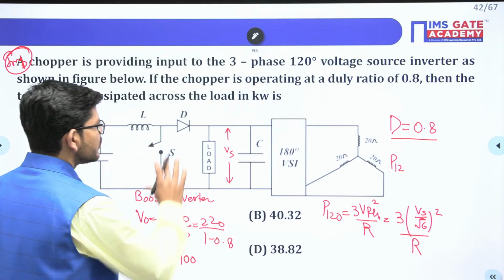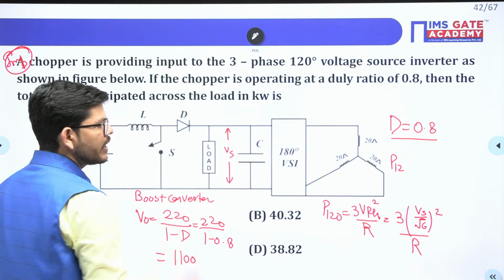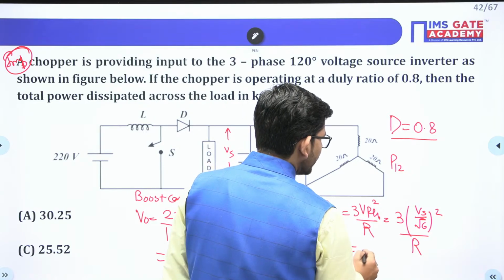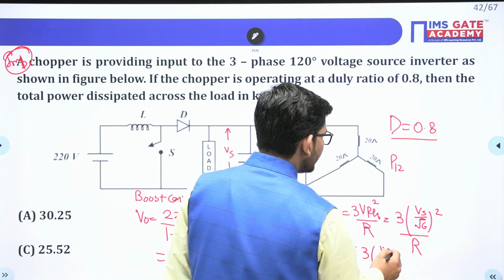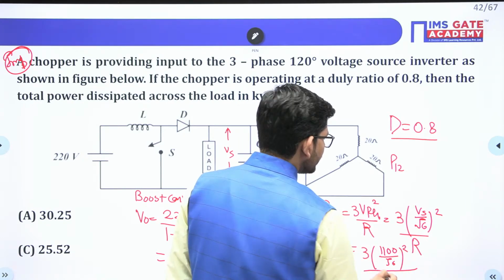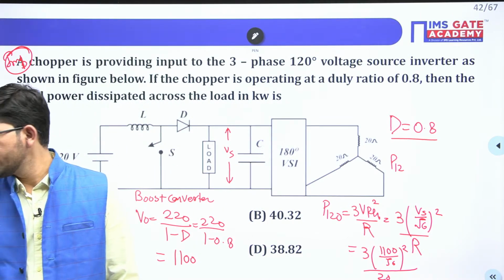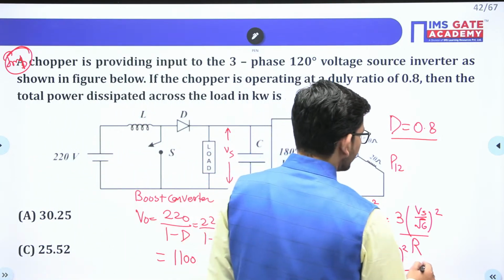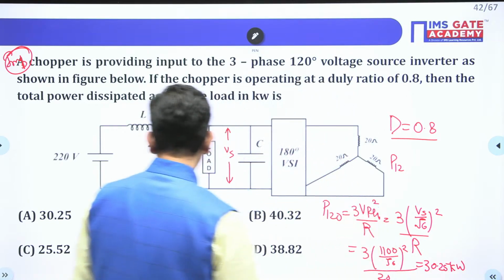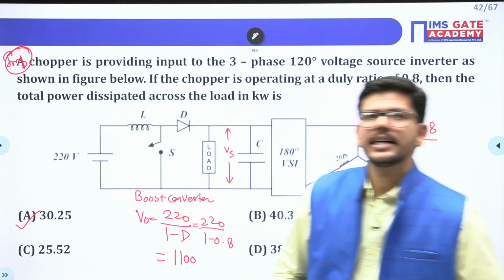So this voltage will now act as input DC to this inverter, and this will be the Vs in this case. Now put the values and get the answer. So this is 1100 divided by root 6 square divided by the resistance value, which is 20. How much answer are you getting from here? You will get 30.25 kilowatt. Do we have any answer? Yes, option A is the correct answer, isn't it?